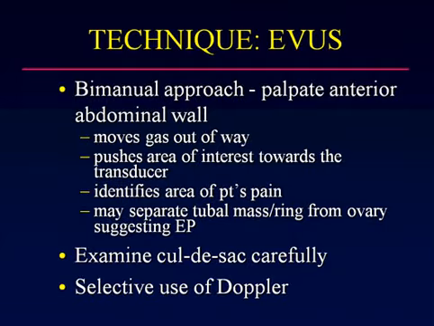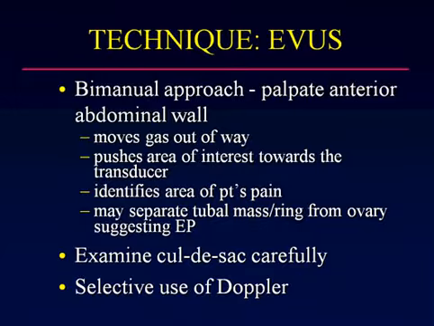This will help move the gas and the artifact from the gas in the bowel out of the way so that you can visualize the organs in the pelvis better. It pushes the area of interest towards the transducer, which will improve visualization. It also helps to identify the area of the patient's pain, which is where the pathology is likely to be. And it is a very useful technique to try and separate a tubal mass or ring from the ovary. If you can identify that these two structures are separate, you can be sure that the tubal mass is in fact an ectopic pregnancy and not simply a corpus luteal cyst arising from the ovary.